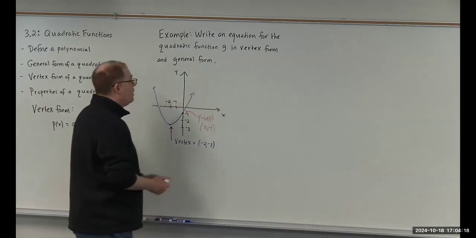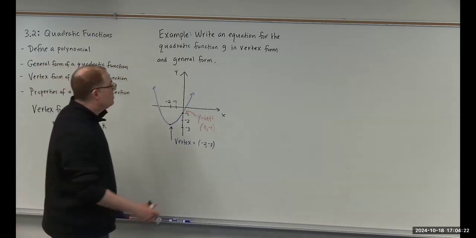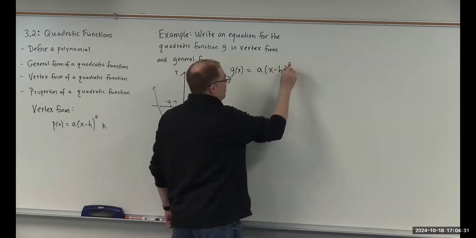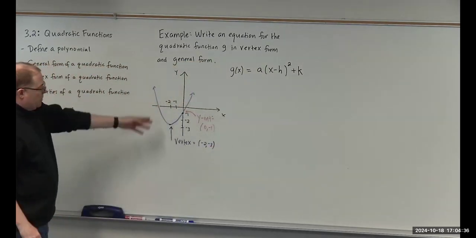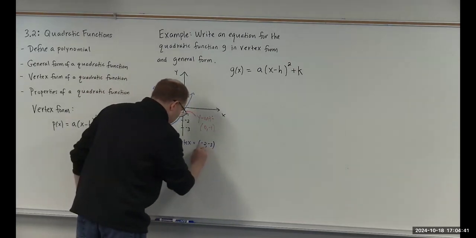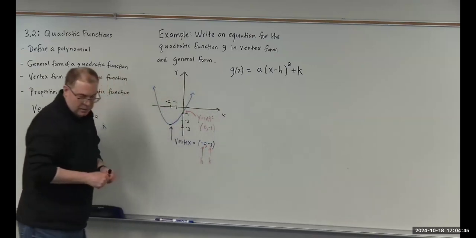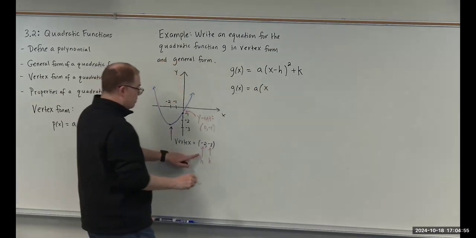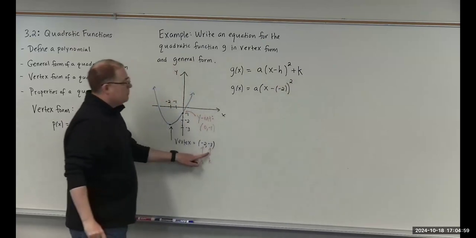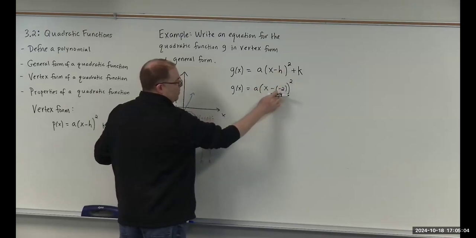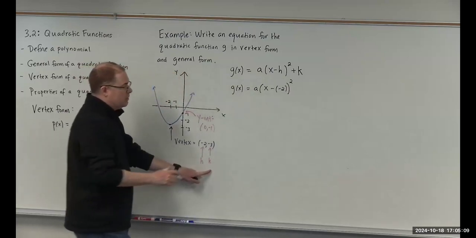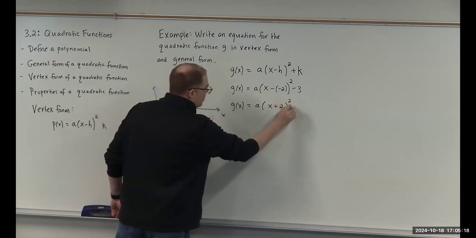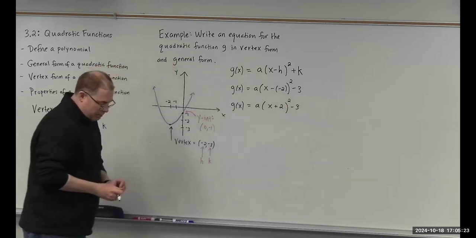So we start with, because we're given the vertex, we use the vertex form. We have g of x equal to a times x minus h squared plus k. We just need to plug it in there. Remember, this is acting as h, and this is acting as k. So we have g of x equals a times x minus negative 2, because h is negative here, plus k, which is negative 3, so this is going to be minus 3. So let's simplify this.